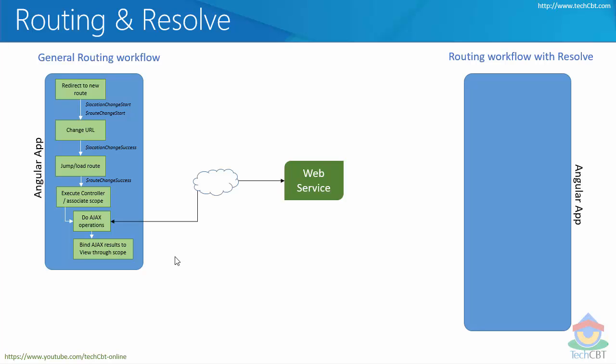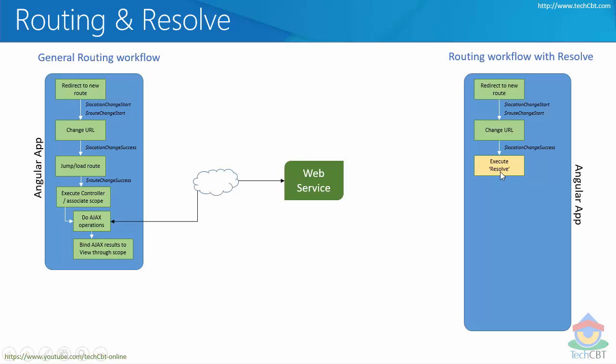Again, the same case: we have an Angular application running at the client side, and there is a redirection request to a new route, just like the previous one in general routing. And again, the second step is to change the URL, and prior to changing the URL in the browser, we see those two events firing. But there is a difference in the next step. Instead of loading the route, in this case, it is going to resolve, or say execute something related to the resolve.